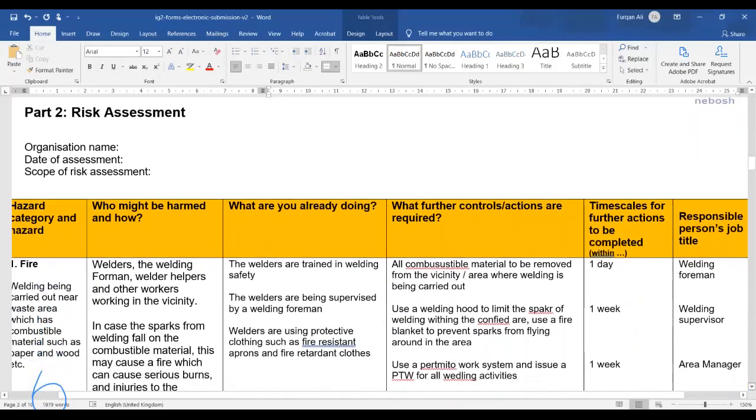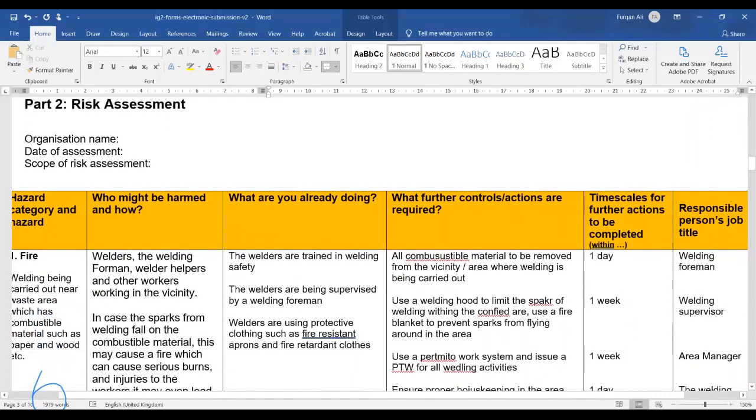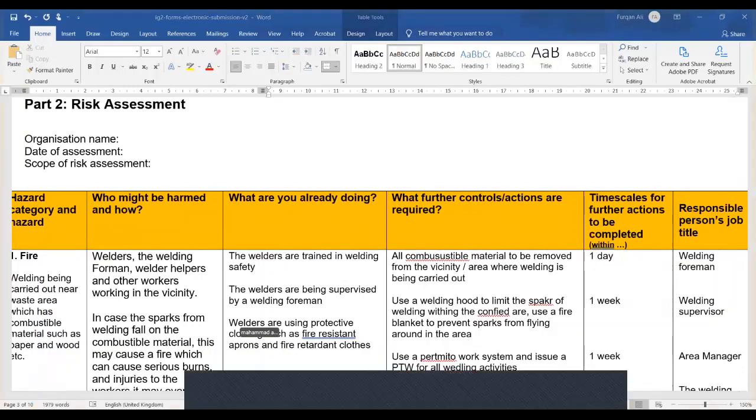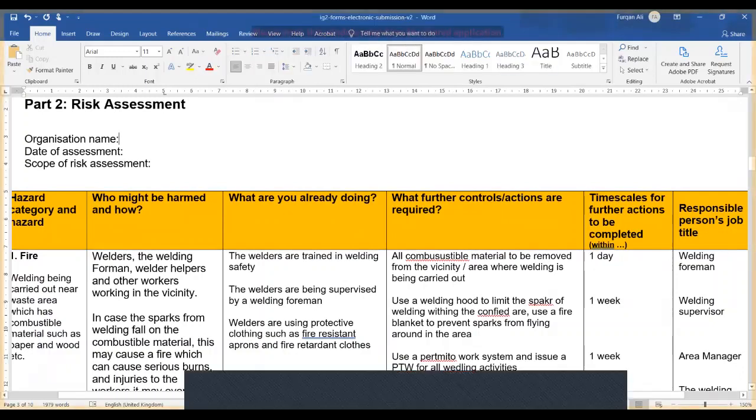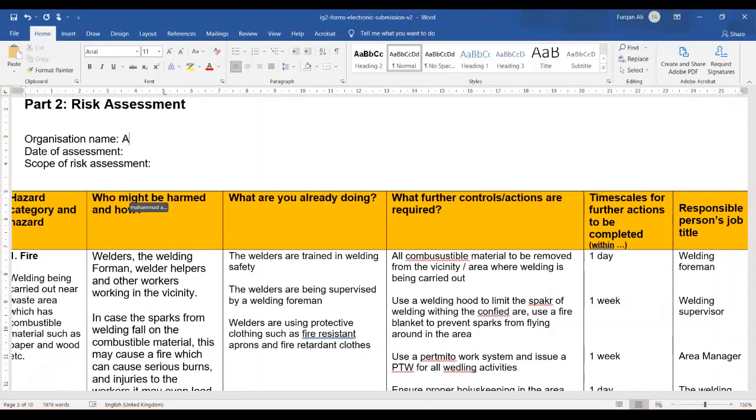Okay, now let's move to the next part. Again, some of it I have already completed. I will just show you what to write here. Okay, so here you need to write at the top the organization name, which is Al Jaber Energy Services. Okay, then you need to write the date of the assessment. What is the date of the assessment? I will put today's date, which is 28 May 2021.